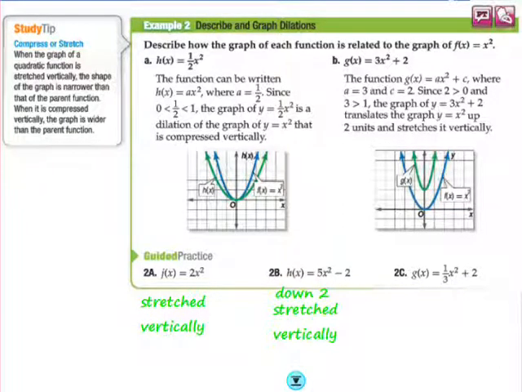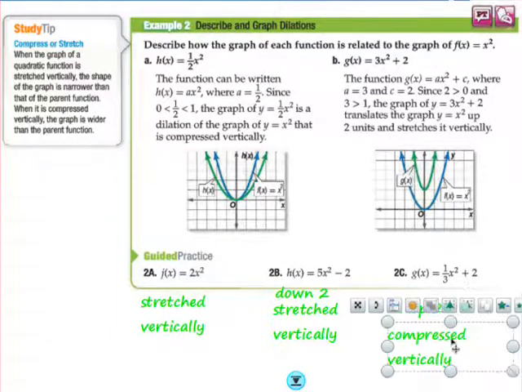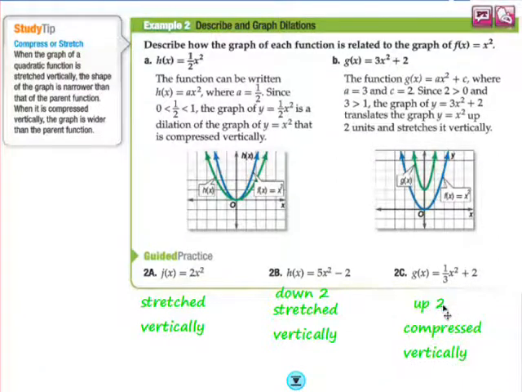And then if we look at the last one, this is going to be up 2, and then it's going to be compressed vertically. Compressed vertically. Don't worry, you'll see the words, they'll appear. Compressed vertically. See, and you were worried.